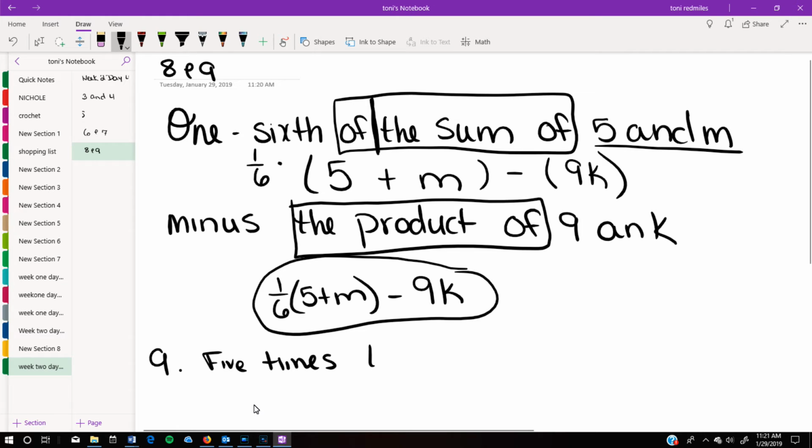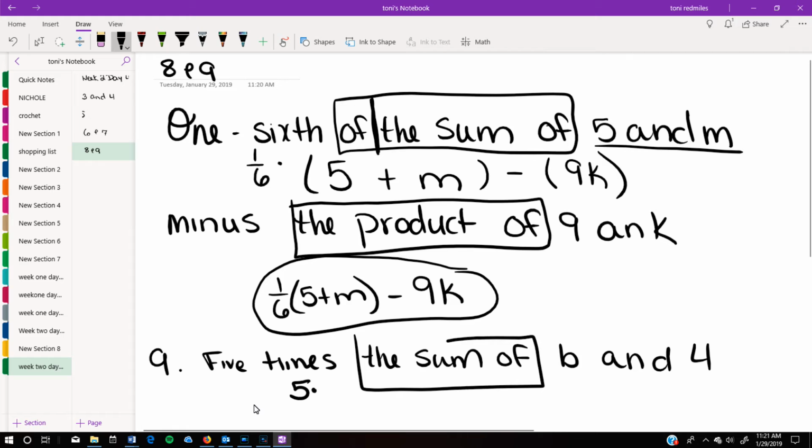Five times the sum of b and 4. So 5 times means 5 multiplied. The sum of is another parenthesis phrase with addition in the middle, and b and 4 go in my addition. So it's 5 times the sum of b and 4.